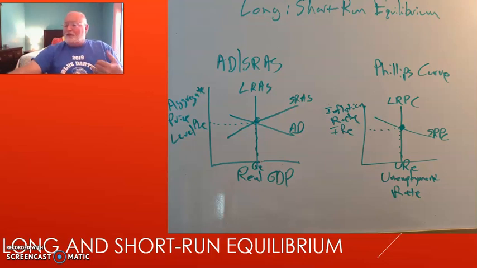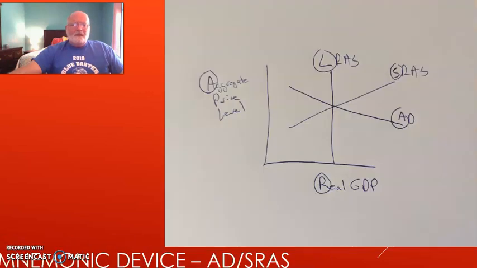Again, hopefully you understand this. I know I'm going kind of fast here. Hopefully you understand this, but if you don't, you can kind of memorize this and hopefully understanding will come a little bit later. Okay. Moving on, I'm going to give you some mnemonic devices here. Okay, so let's look at mnemonic devices for the ADSRAS. I really hadn't done these before, but we'll try this here now. And so what we have here is aggregate price level, LRAS, SRAS, and AD.